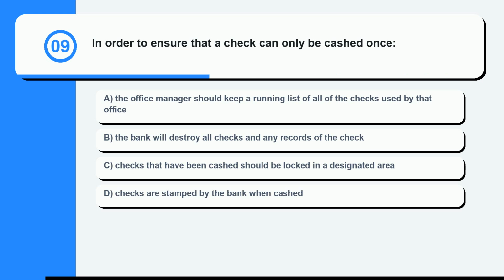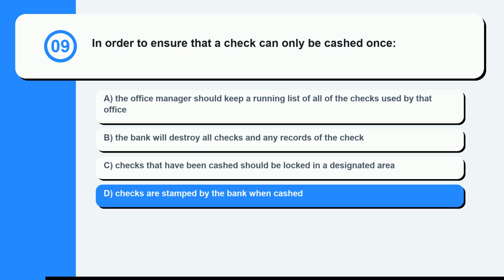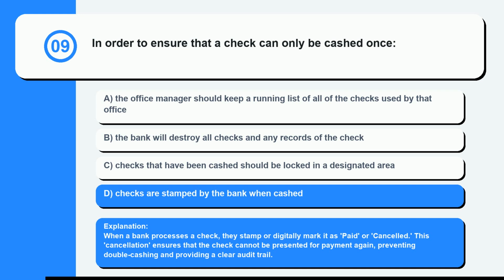Question 9. In order to ensure that a check can only be cashed once, A, the office manager should keep a running list of all of the checks used by that office. B, the bank will destroy all checks and any records of the check. C, checks that have been cashed should be locked in a designated area. Or D, checks are stamped by the bank when cashed. The correct answer is D, checks are stamped by the bank when cashed.